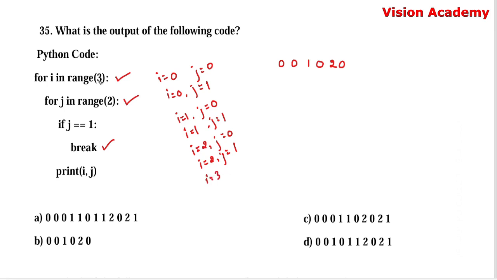Now 3 is exclusive of this range 3. So it is going to stop at 2. Hence this particular statement will not get executed. It stops iterating and the result would be 0 0 1 0 2 0, which is option B, the right answer.